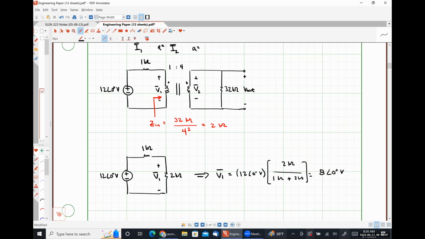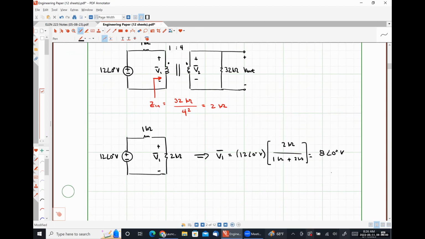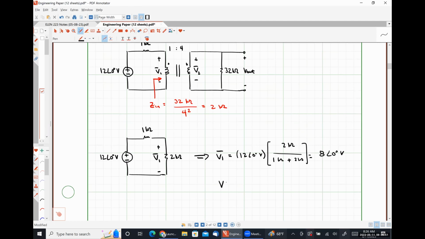So how do we find our output voltage? Well, that's the great thing about an ideal transformer. V2 is just equal to A times V1, because our 32 kiloohm resistor is literally in parallel with the secondary windings. That means that Vout is just going to be equal to 4 times 8 angle 0 degrees volts, or 32 volts.